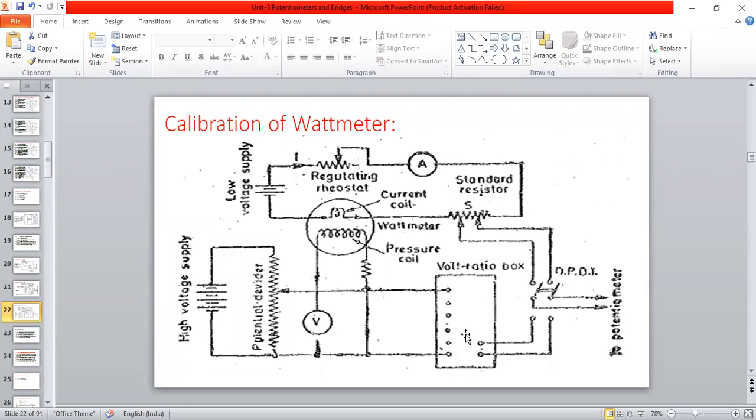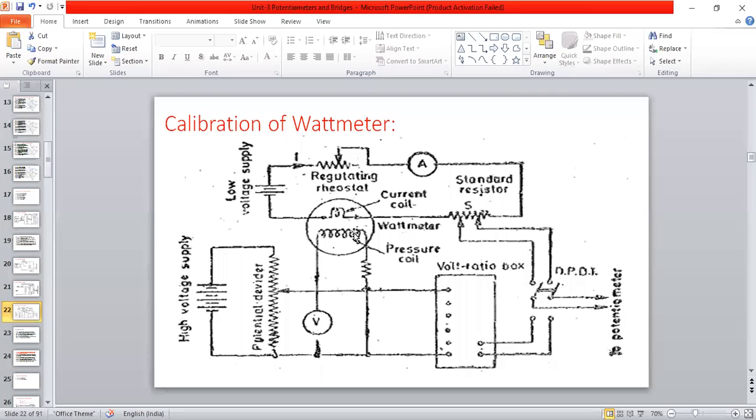See here, this is a voltage ratio box. 0 to 15 volt, 50, 75, 100, like that we can consider that one here. So here the current coil is there and the pressure coil. This one is the wattmeter value. It indicates a wattmeter only. The circuit, I will tell you that one, EMMC. EMMC means dynamometer. Electrodynamometer acts as a wattmeter.